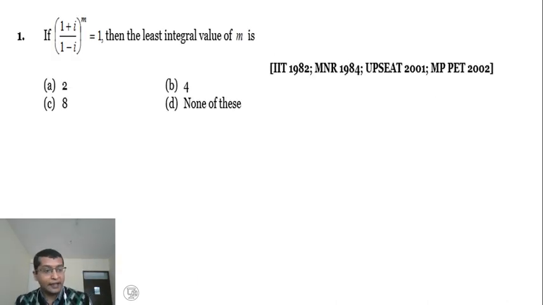Then we'll go to an example. The first example I will read out. If (1 plus i) divided by (1 minus i) whole raised to m equal to 1, then the least integral value of m is, that we have to calculate. In our PUC first year, you have studied this type of example. It was a lengthy procedure, so a simple technique we are going to use.